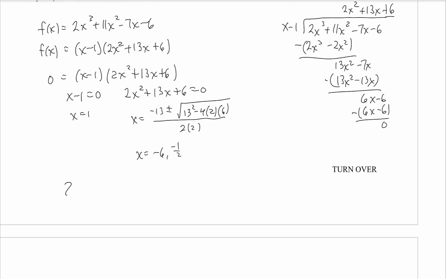So my real zeros are 1, negative 6, and negative 1/2. And those are all multiplicity 1. And they're all real. Which won't always happen. Sometimes we get non-real zeros.